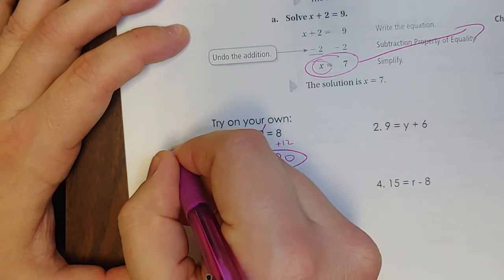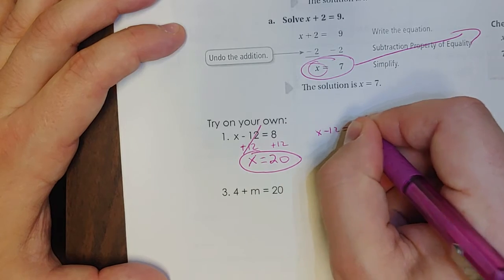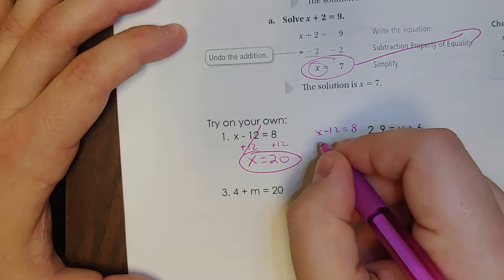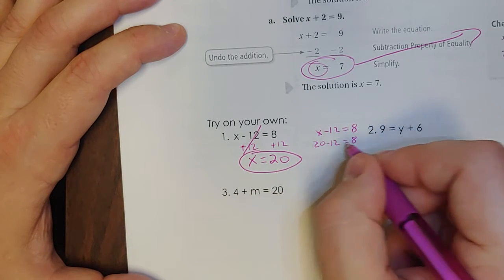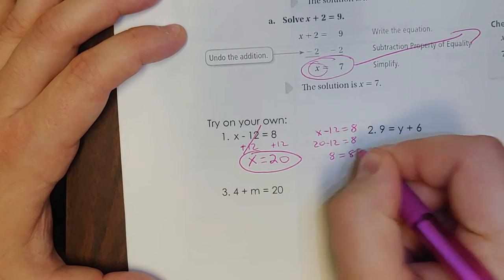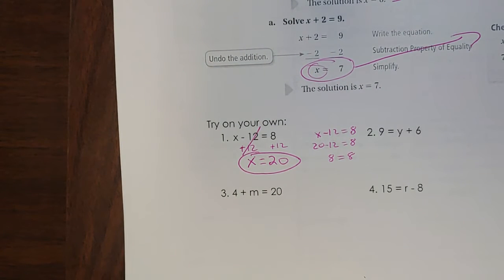all I do is I write the original equation down. X minus 12 equals 8. And I substitute 20 for x. So 20 minus 12 equals 8. What's 20 minus 12? It actually is 8. So 8 equals 8. So I did a good job, or you guys did a good job. You know, I'm not going to say I did it. You guys did a good job. So x indeed does equal 20, okay?